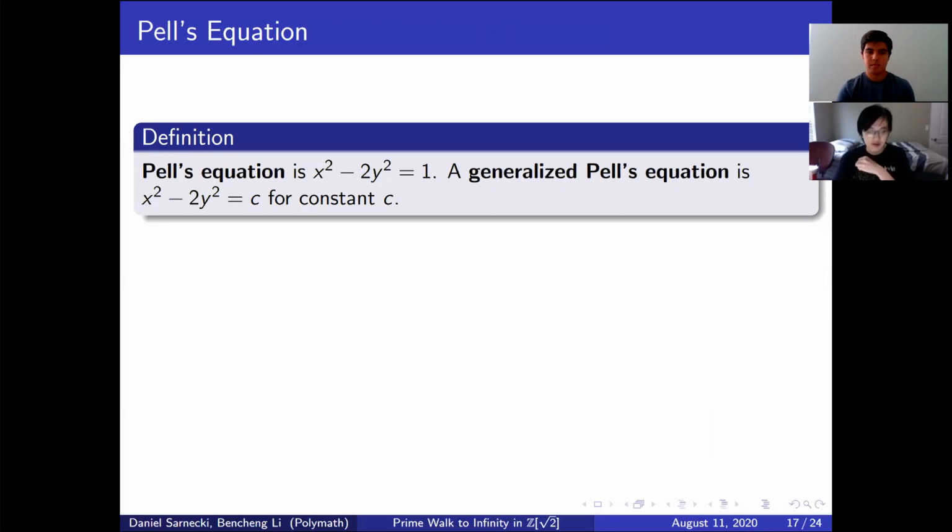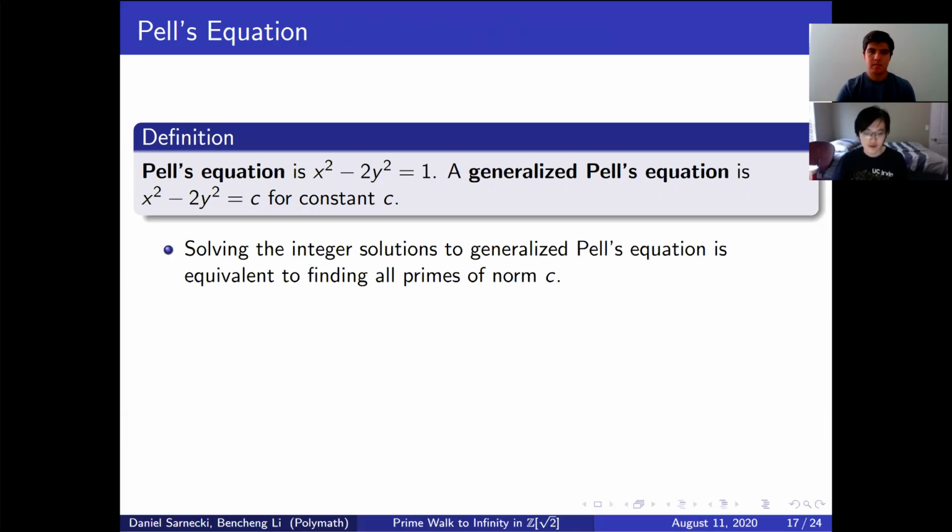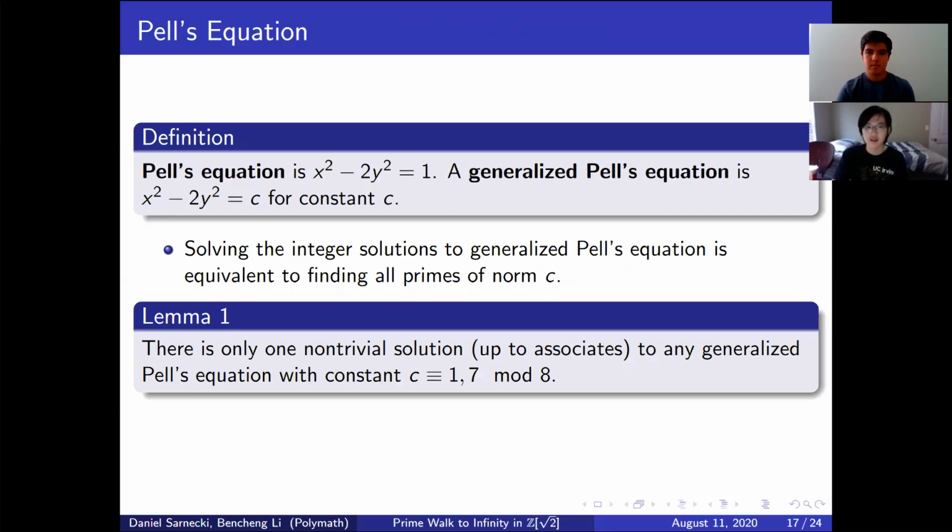Next, let's look at another type of equation called Pell's equation. It's defined as x squared minus 2y squared equals 1, and a generalized Pell's equation is x squared minus 2y squared equals c for a constant c. Actually, we know that solving for the integer solutions to a generalized Pell's equation is equivalent to finding all primes of norm c, since the equation is exactly the same as the norm function.